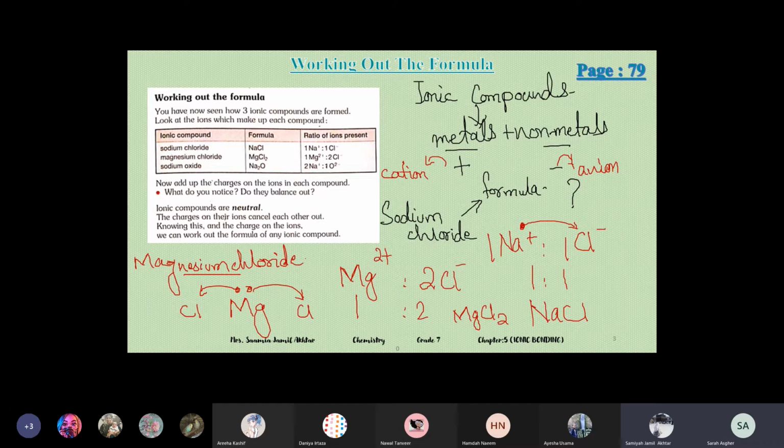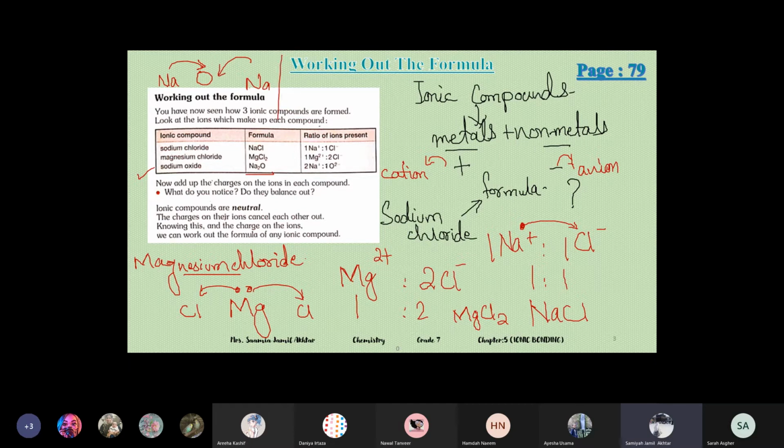So to work out the formula, most of the time the charges are given to you. So you have to balance the charges, take the ratio of them and take out the formula. We will practice more examples also. So see sodium oxide in the table. Sodium oxide formula is Na2O. In this one, oxygen needs two electrons. So one sodium gave one electron, another sodium gave another electron. We practice this one also.